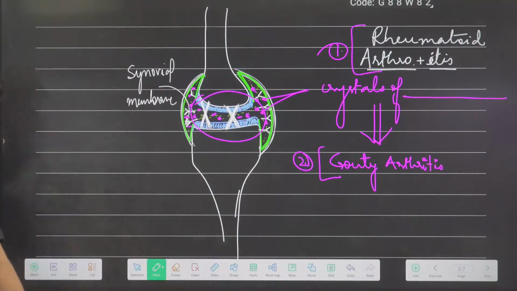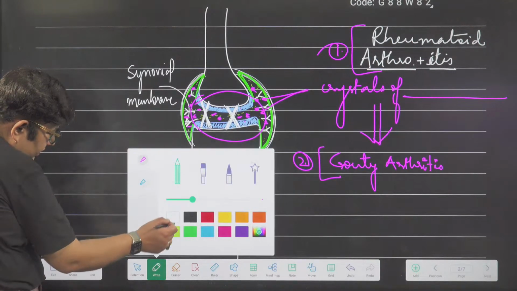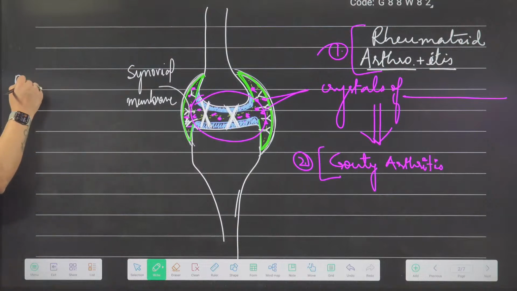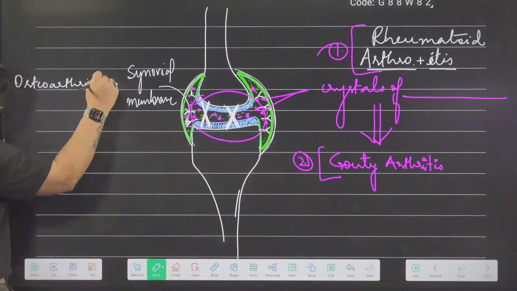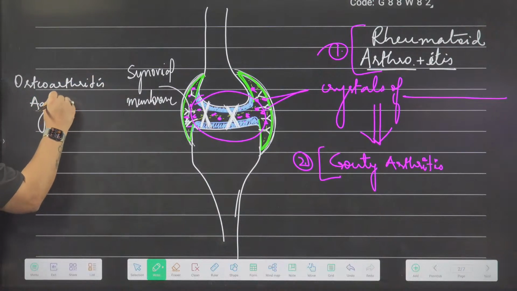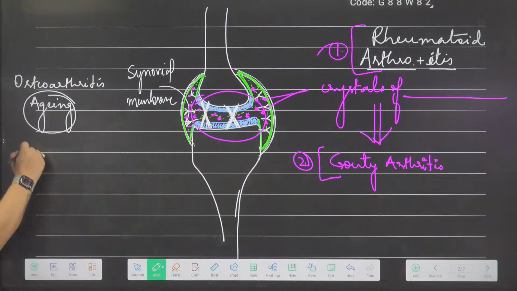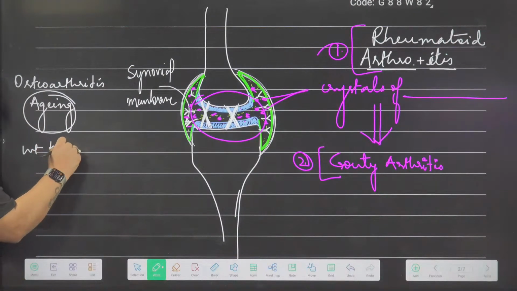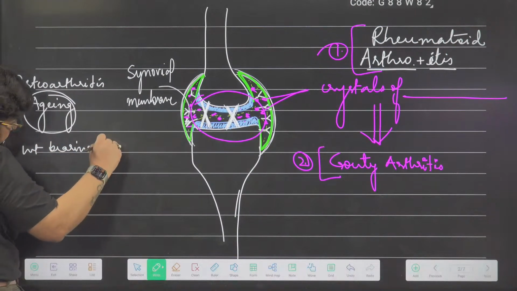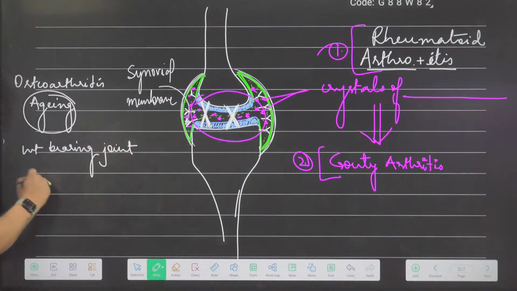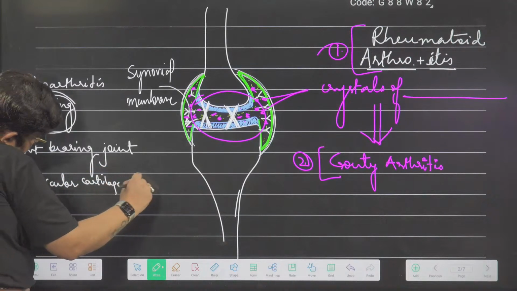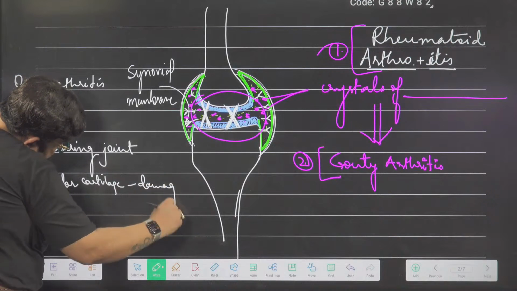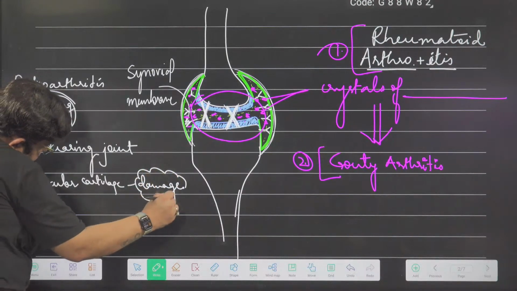It is another type of arthritis. You heard this name. Did you hear this name? The third type of arthritis is called osteoarthritis. This arthritis is a sign of aging. In old age, in weight-bearing joints, the articular cartilage gets damaged. Articular cartilage undergoes wear and tear.